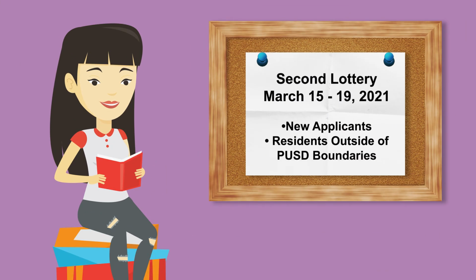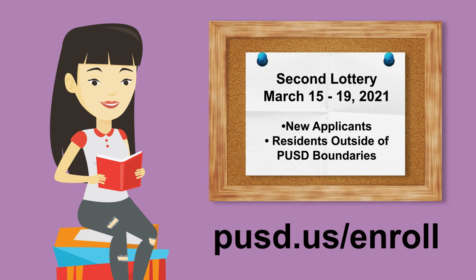A second lottery is open March 15th through March 19th, 2021 for new applicants who live within PUSD boundaries. During this period, applications of interest are accepted from residents who live outside of PUSD boundaries. Please visit pusd.us/enroll for specific information on the application process.